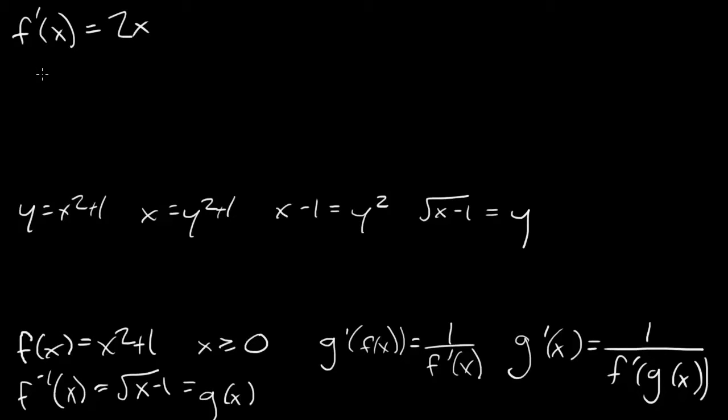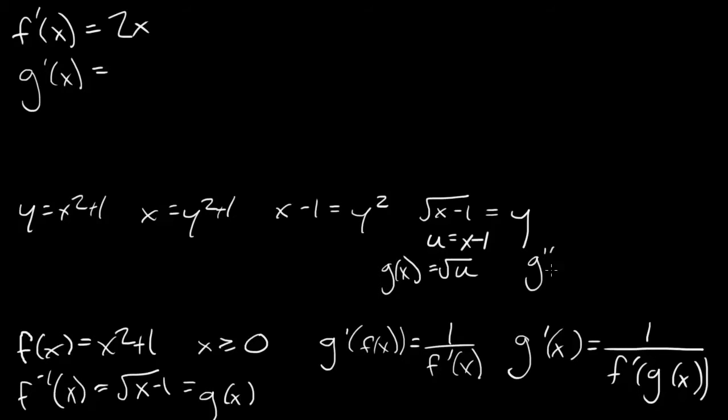What's the derivative of square root of x minus 1, this g of x? It's a little messier. We're going to need the chain rule. So let's do a substitution. Let's say u equals x minus 1. Square root of u equals g of x. And the derivative is going to be g prime of x is 1/2 u to the minus 1/2 times du dx. Well, du dx, that's pretty easy. If u equals x minus 1, then du dx is just 1. So that means that g prime of x is 1 over 2 times the square root of x minus 1.